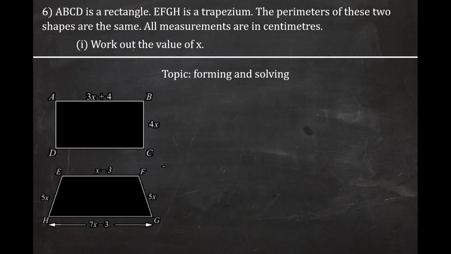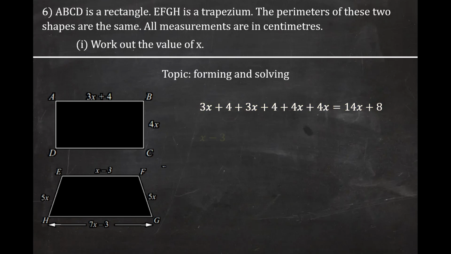Question 6. Actually another forming and solving question, but a different kind. This one is with geometry. First thing first, it says that the perimeter of those two shapes are the same, so we need to find the perimeter of each shape. For the rectangle, we have 3x plus 4. Then each rectangle has equal parallel sides, so it's going to have another 3x plus 4, plus 4x, then the parallel side, plus 4x. Collect like terms, you get 14x plus 8.